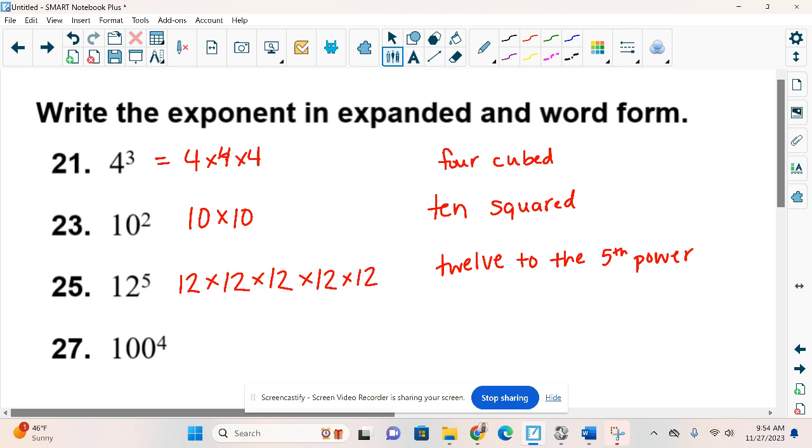And then 27, how do we write that? 100 times 100, 4 times, right? And what would the word form be? 100 to the 4th power, or power of 4. And that's all you do with exponents.